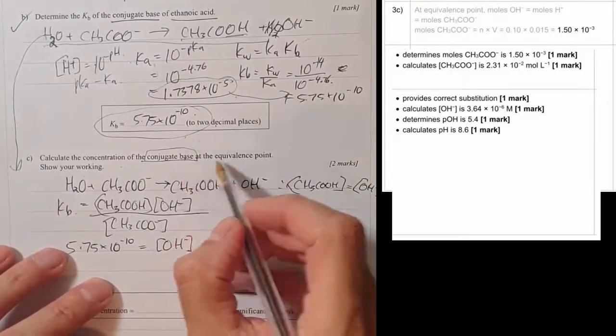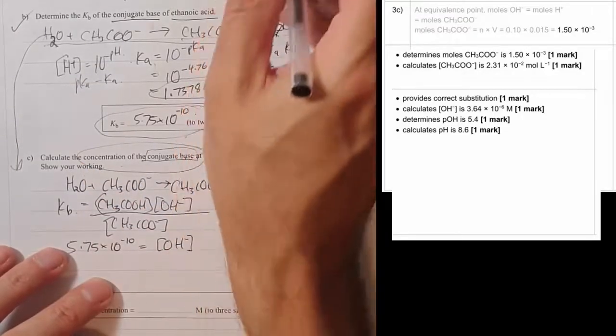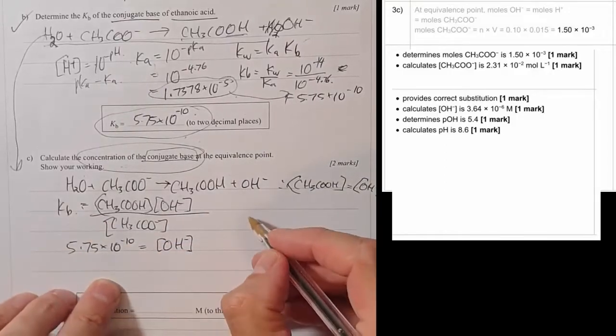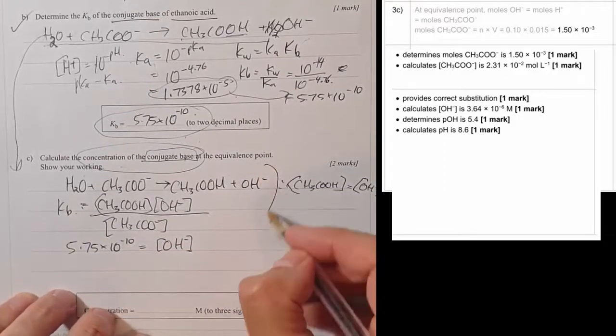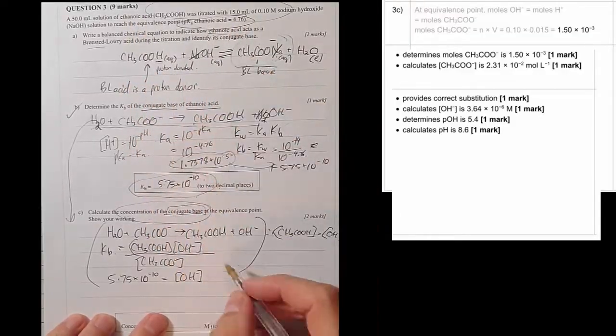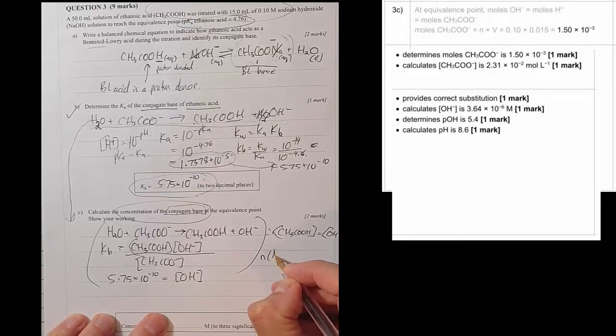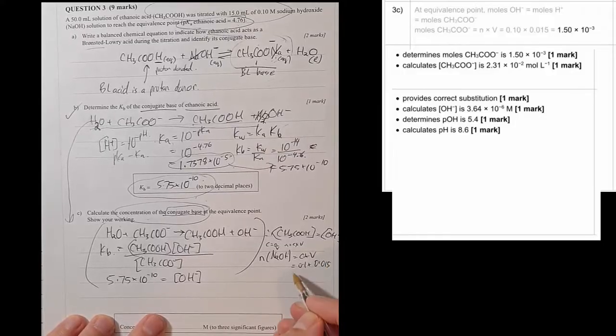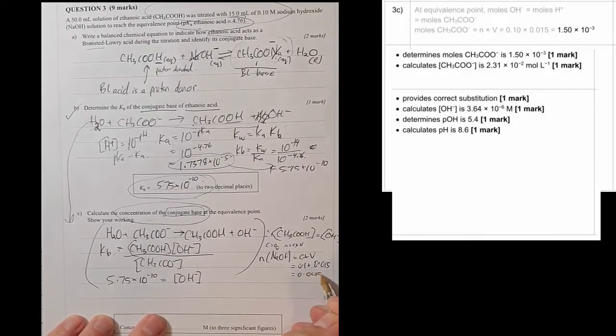Okay, so I'm sort of jumping. The concentration of the conjugate base will be how much was left over here. So I am in the wrong place for the moment, but I'll just leave this in brackets. So if there was 15 mil, the number of moles of sodium hydroxide, C equals N on V, so number of moles equals C times V, and so that is 0.1 times 0.015, so that is 0.0015 moles.